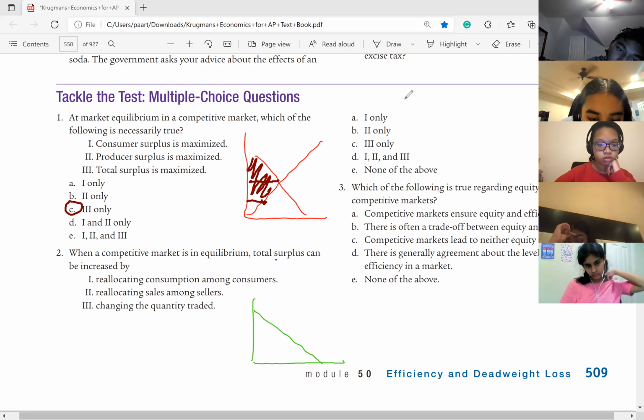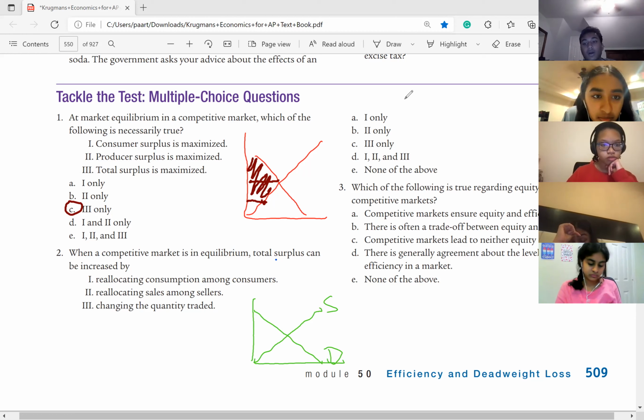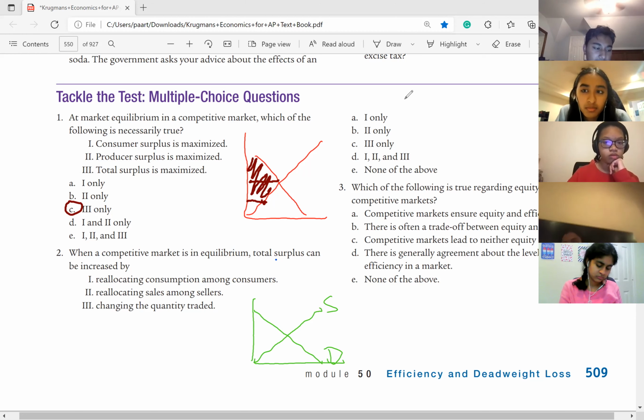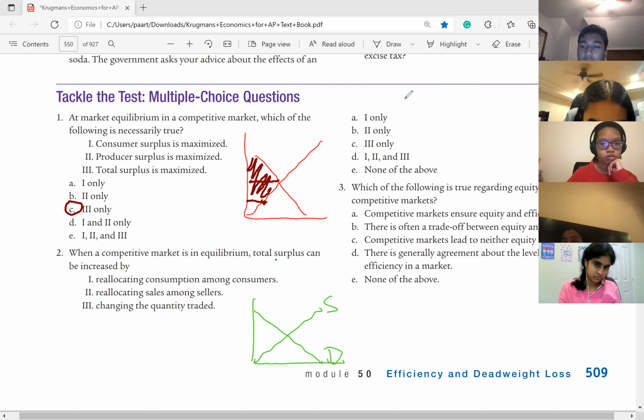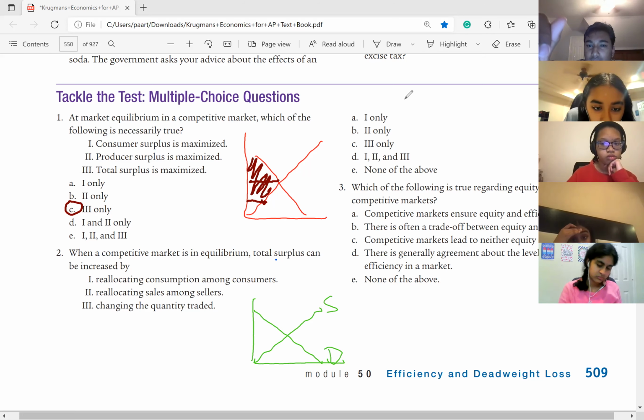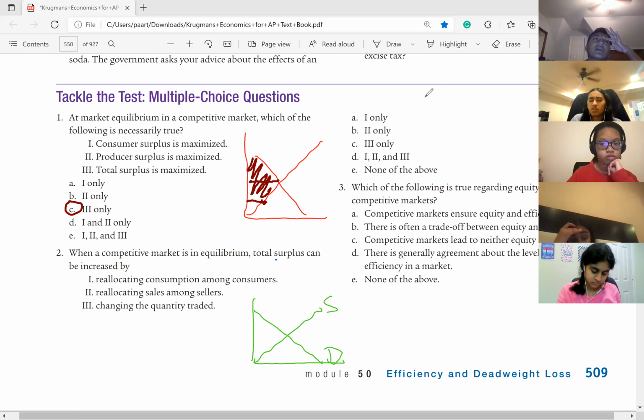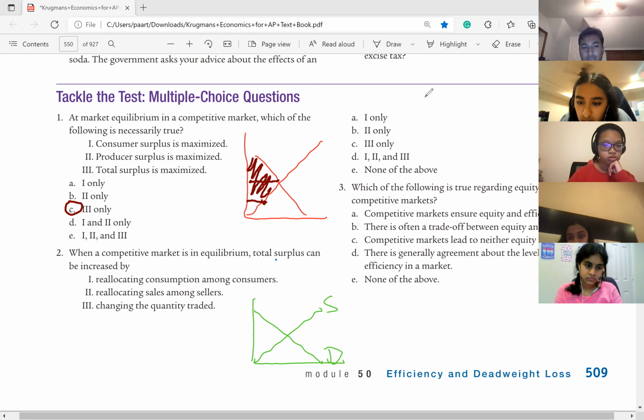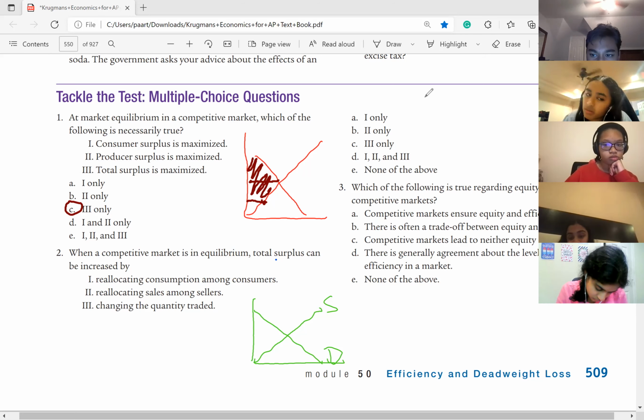So supply and demand, right? So reallocating consumption among consumers basically means, would that mean increasing your quantity demanded? So maybe you're producing more. I'm not sure. What is reallocating consumption? So it means adjusting your equilibrium price so that I think it benefits consumers. Does that make sense? Okay. Yeah. So would it maybe be a shift to the right for demand?